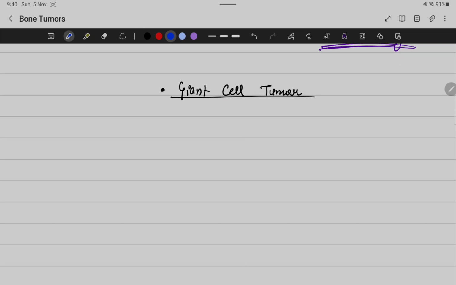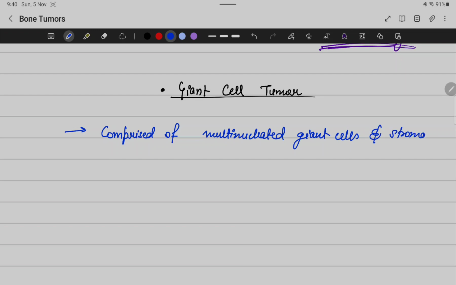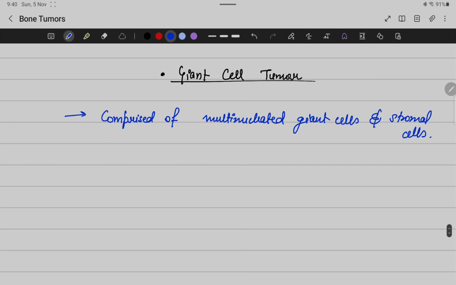What do you see in this? This tumor is comprised of multinucleated giant cells and stromal cells, and it occurs in young adults. And the site of its occurrence is it arises in the epiphysis of long bones. So epiphysis of long bones, and you know what epiphysis is.